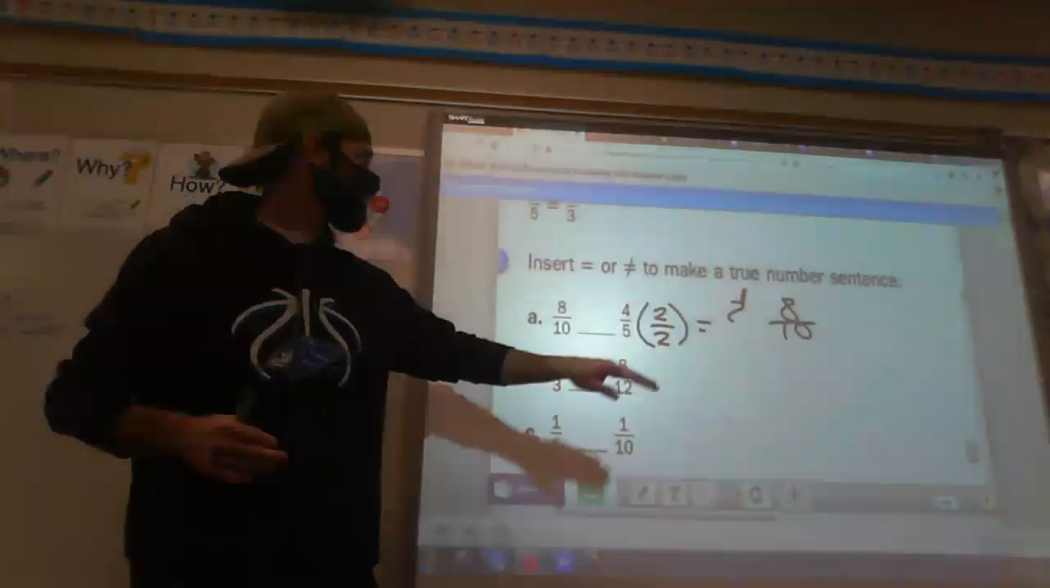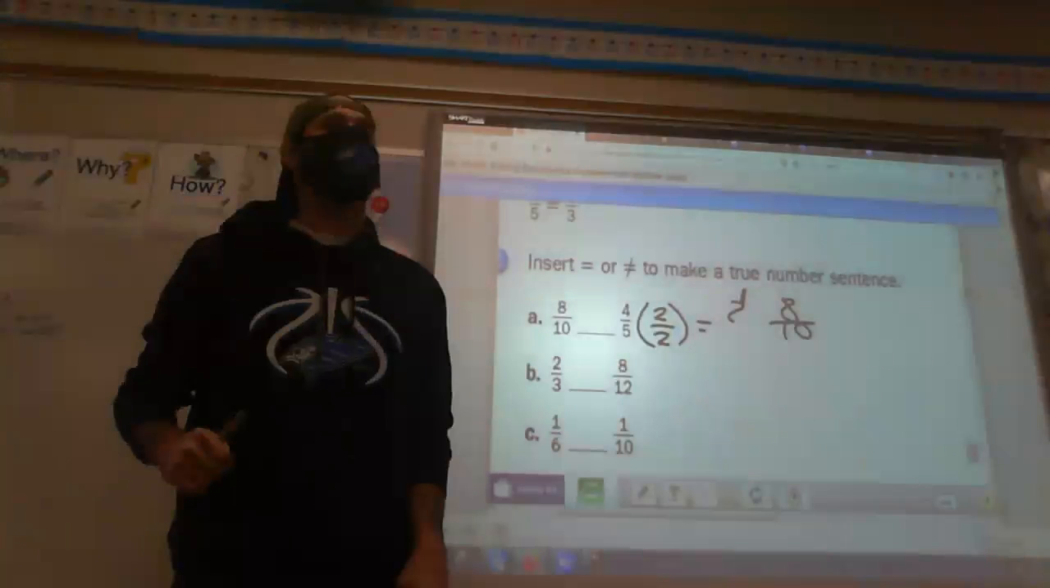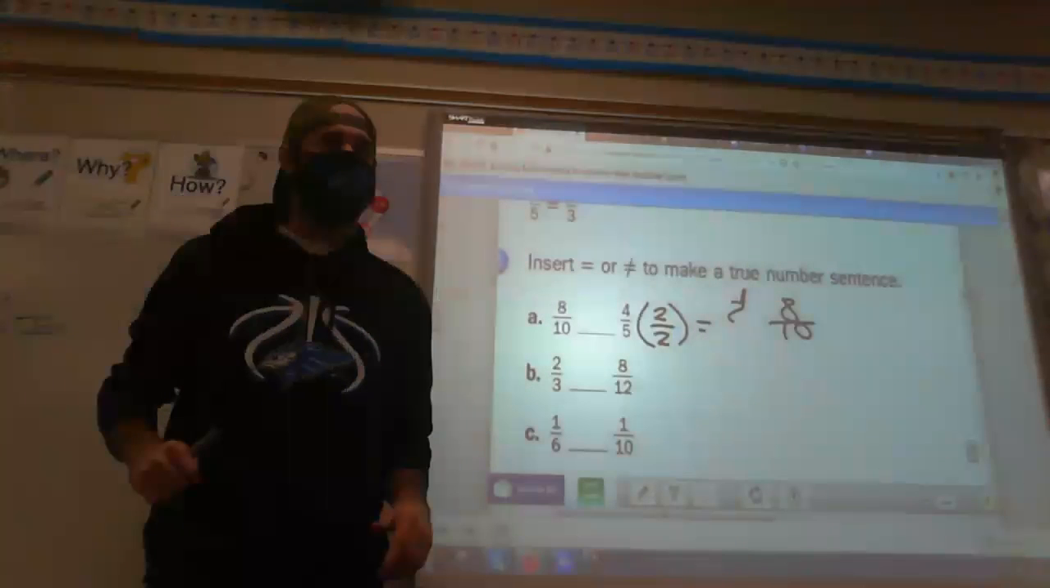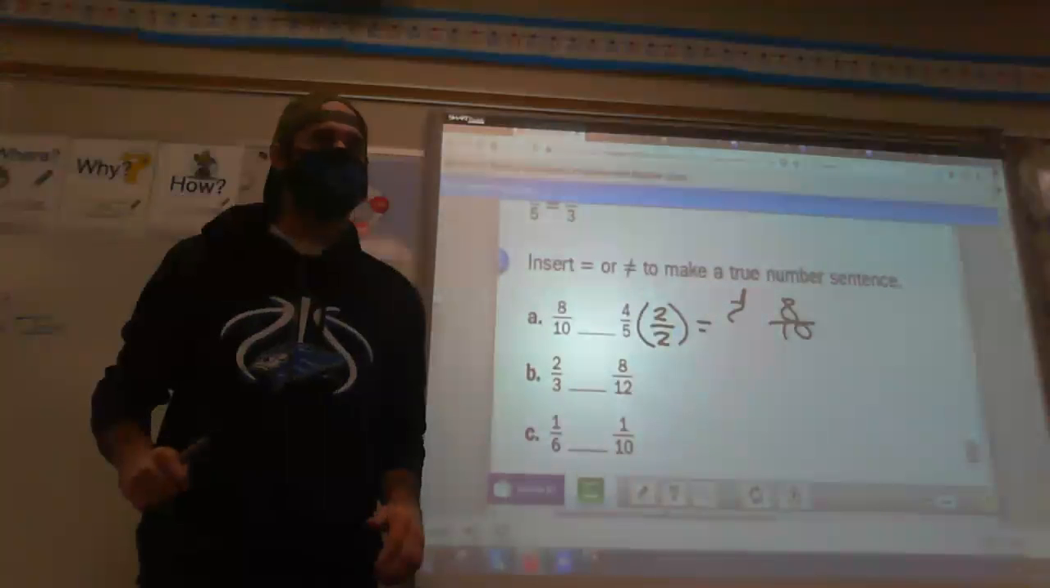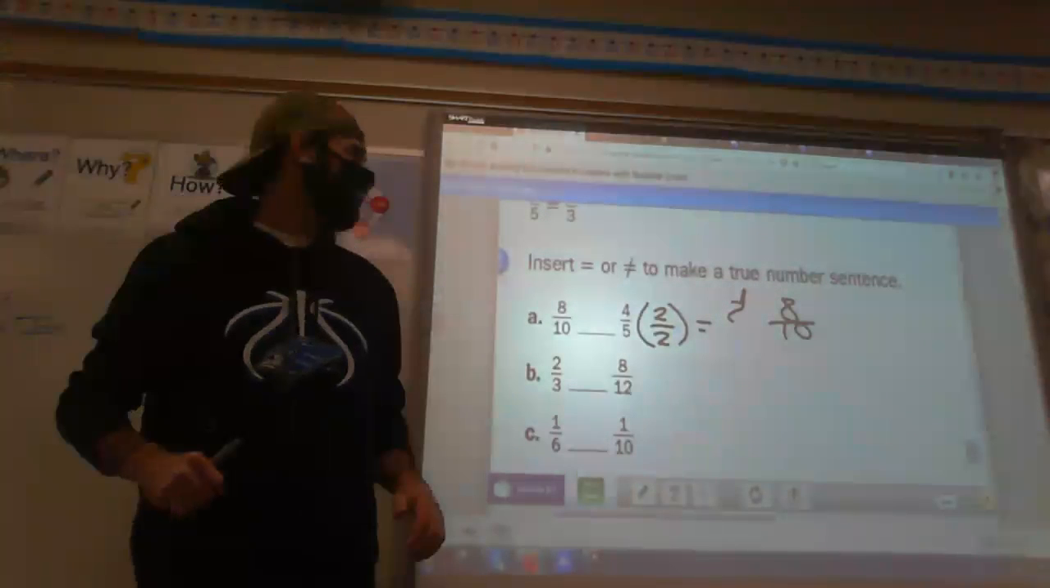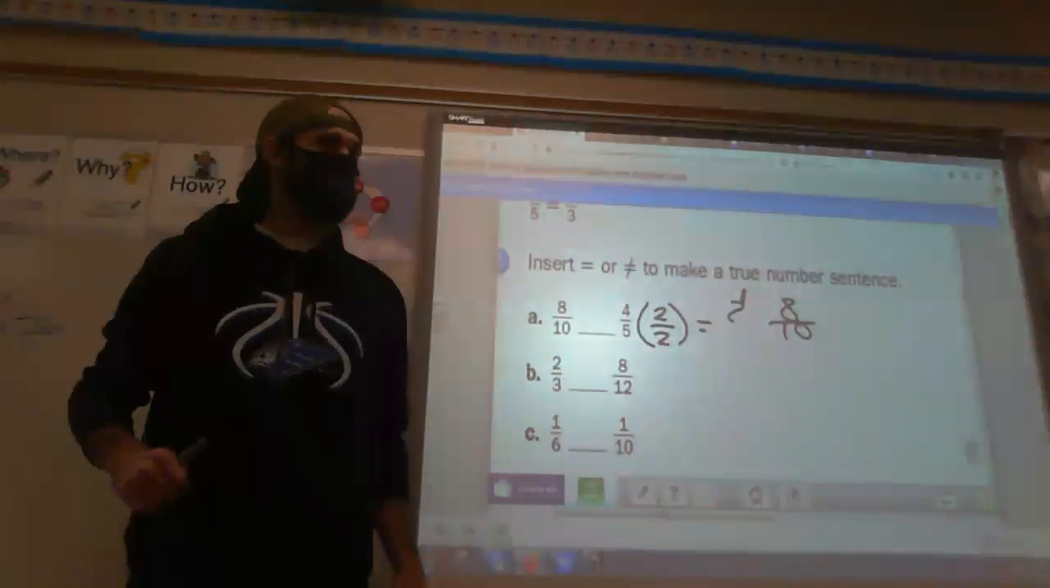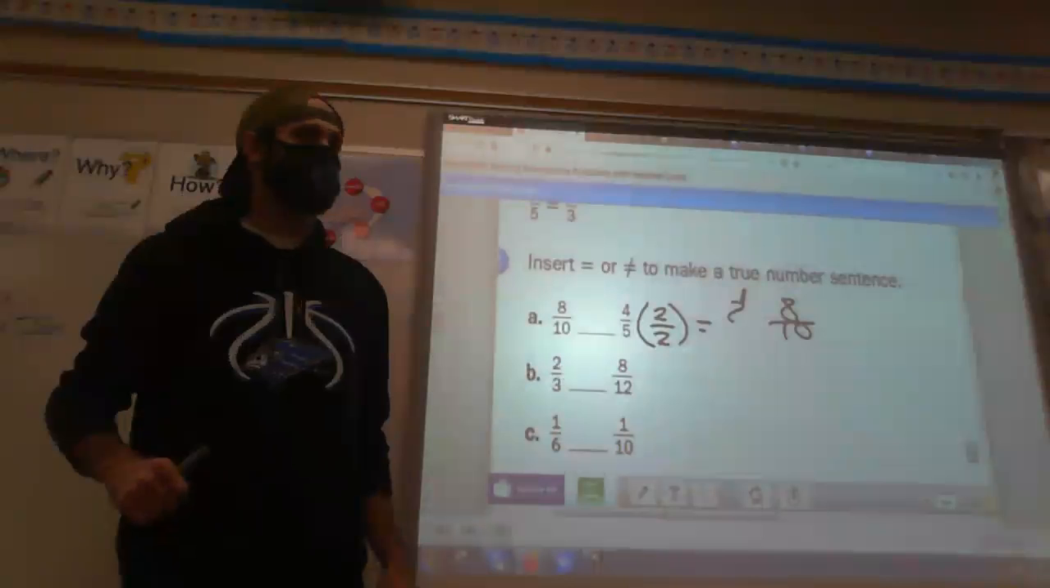Now, why am I showing you the process? Because some of you are like, well, I know it. Well, you might have to show your work when you take like a state assessment test or something like that. They might have something like this. It might not just be click which fraction is equivalent.